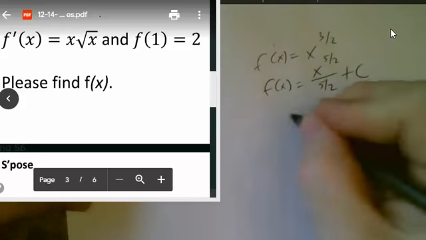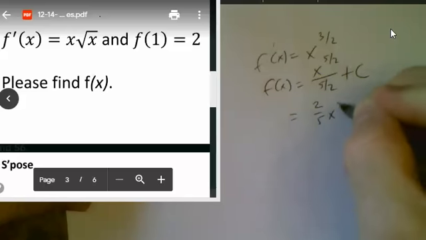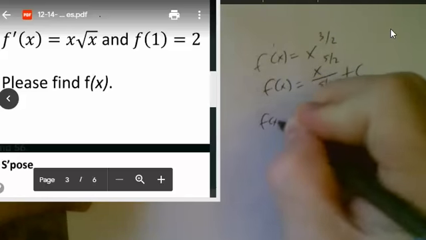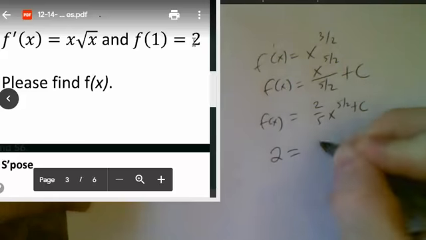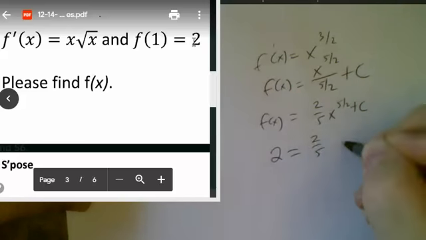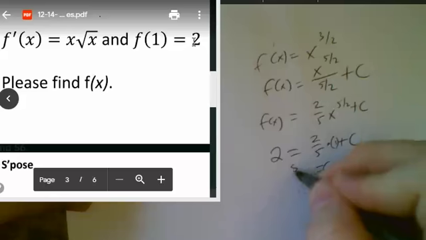Clean that up a little bit. That's going to be 2/5 x to the 5/2 plus c. That's f of x. And they gave us the fact that f of 1 is actually 2. If f of 1 is 2, this becomes 2 equals 2/5 times 1 plus c. So c has got to be, what's that, 8/5?